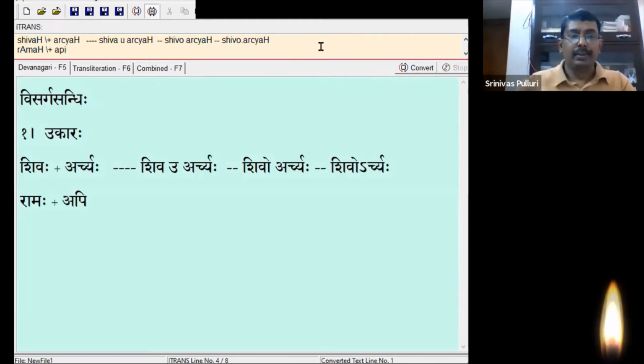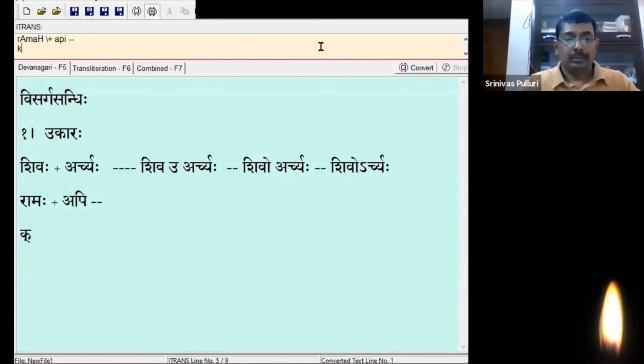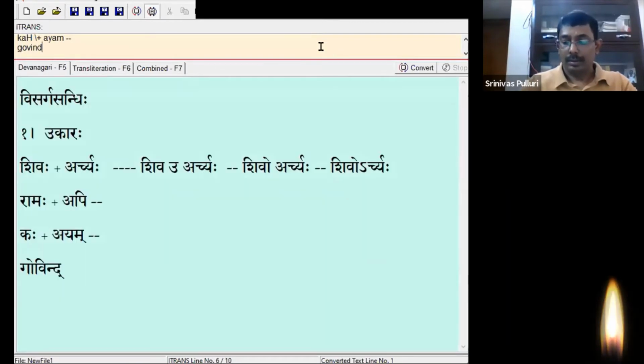Ramaḥ plus api. Try to do it. Ramaḥ plus api. Kaḥ plus ayam. Govindaḥ plus aham.